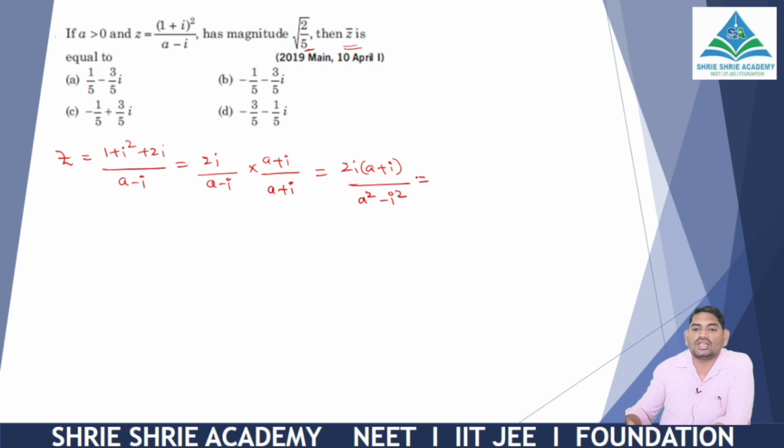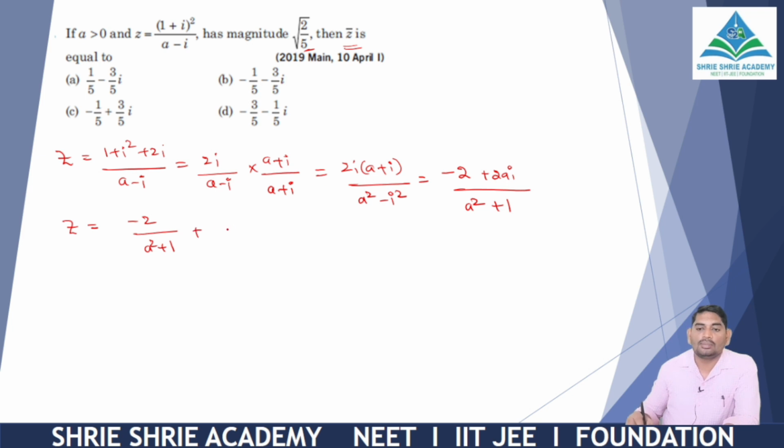i² value is minus 1. So further we can write 2i into i, which is 2i² equal to minus 2, plus 2a times i, whole divided by a² plus 1, replacing i² with minus 1. So the complex number z is equal to minus 2 upon a² + 1, which is the real part, plus i into 2a upon a² + 1, which is the imaginary part.